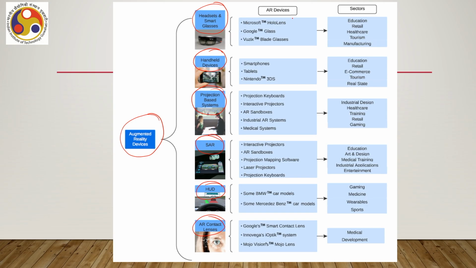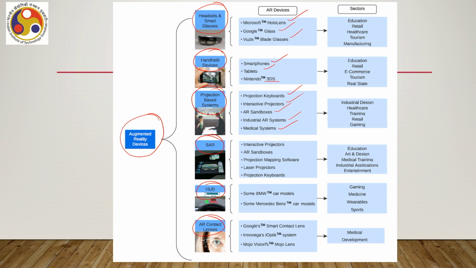For example, for headsets we have Microsoft HoloLens, then for smart glasses we have Google Glass, Vuzix Blade glasses and so on. Under the handheld device category we have smartphones, tablets, Nintendo devices and so on. Under the projection based systems we have projection keyboards, interactive projectors, AR sandboxes, industrial AR systems, medical systems.